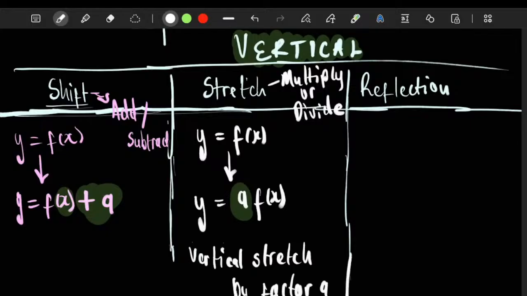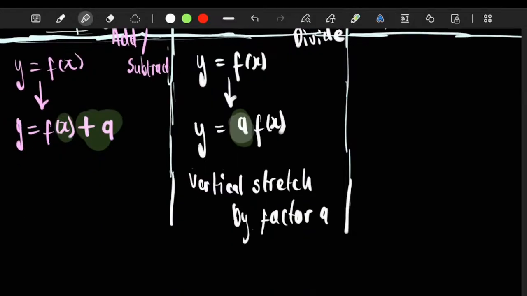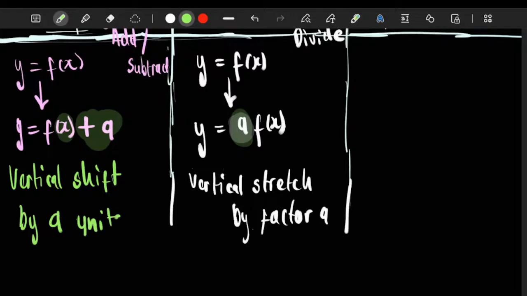You say the factor that you multiplied by. What did we multiply by? We multiplied by A. So it's a vertical stretch by factor A. In the other case, we have added outside, so this is going to be a vertical shift by A units. Then we say, is it up or down? Because if it's vertical, it either goes up or down. Since it's a positive A, it will be up. So vertical doesn't lie. For horizontal, when we see a positive A, we know we are actually going to the left. It's a liar. So don't let it catch you.